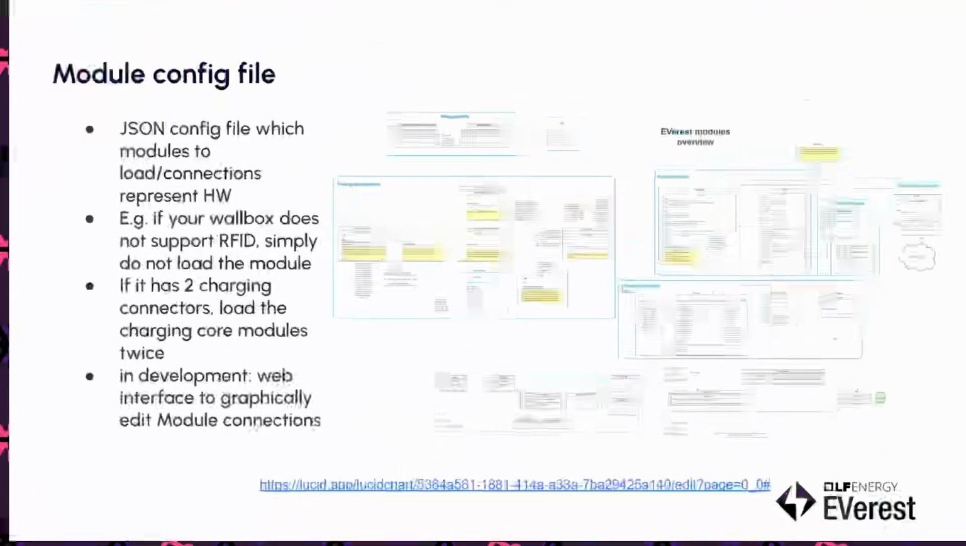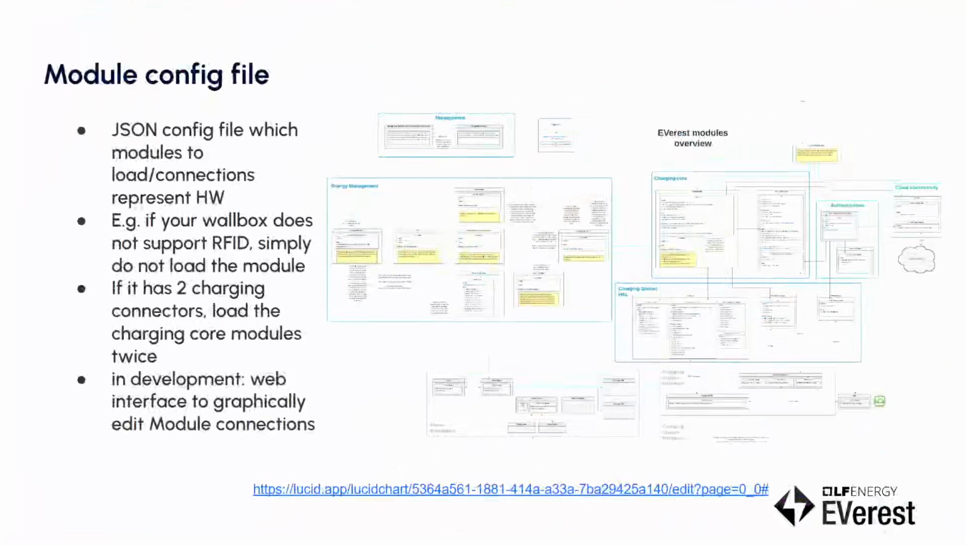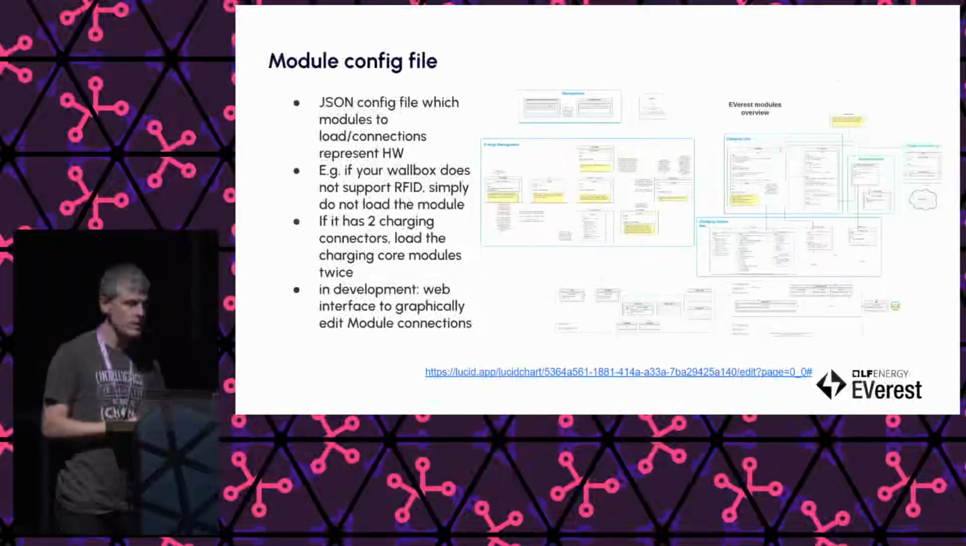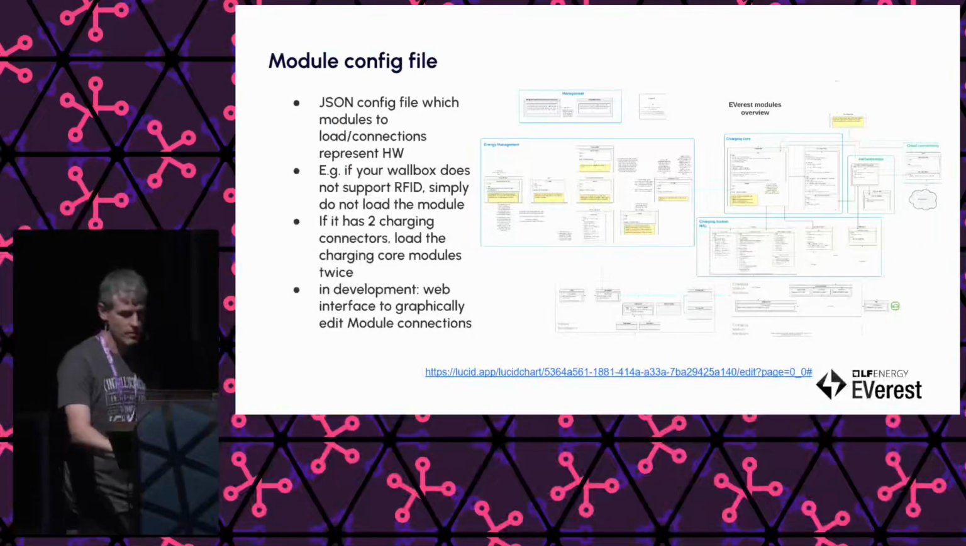So one central thing is the configuration file in EVerest. It's basically a JSON file where you describe which modules to load, and it kind of represents the hardware. The image is not meant to be readable. It's just showing what modules are typically there. The idea is, if you build a wall box, for example, with two outlets to charge two cars, you just load the charging modules twice. And then maybe you want cloud connectivity to a backend, so you load the OCPP module. And maybe you have some energy management, so you load some energy management modules, and then you configure your product. And this is super simple.